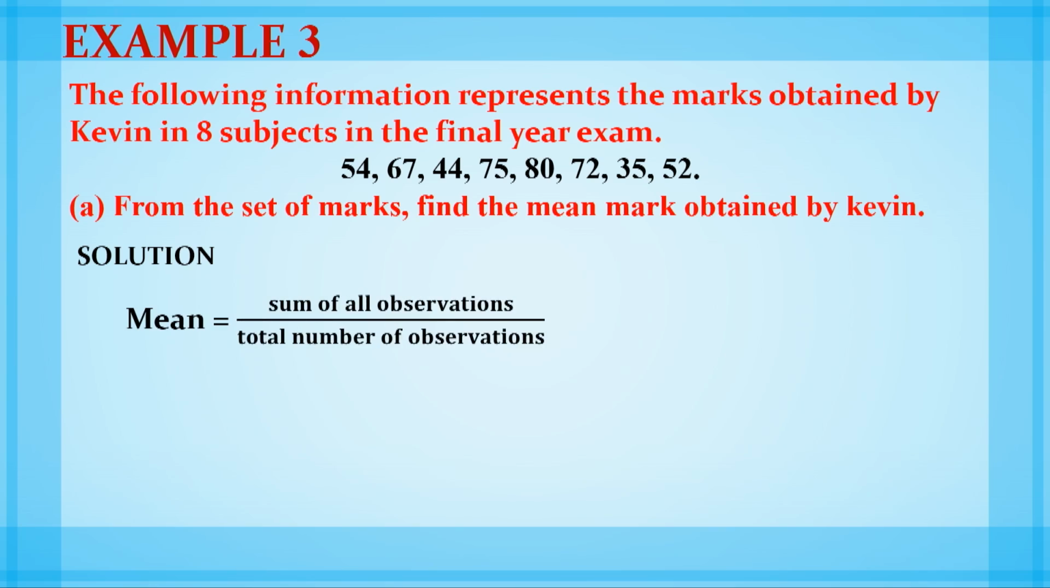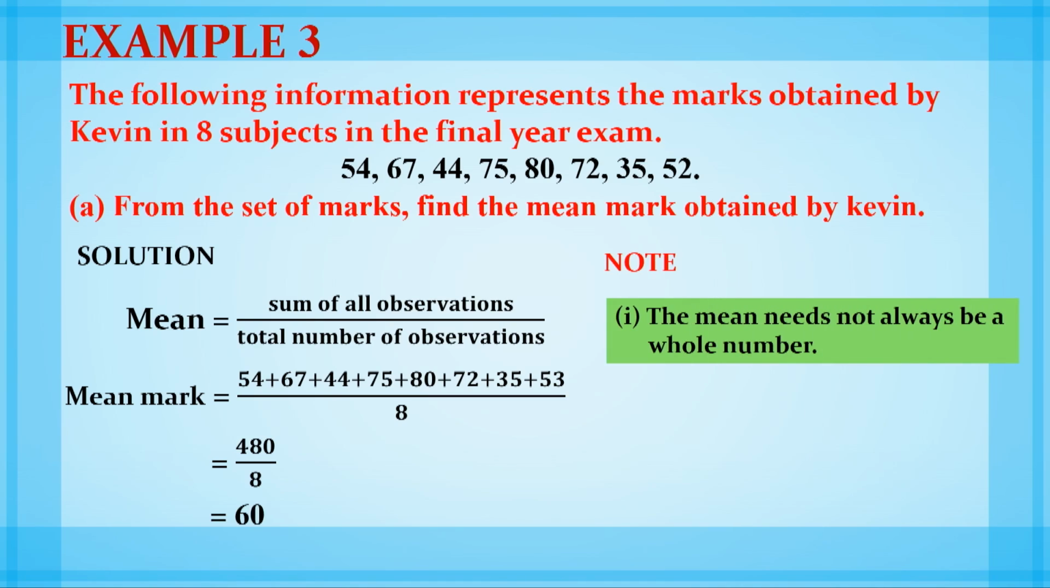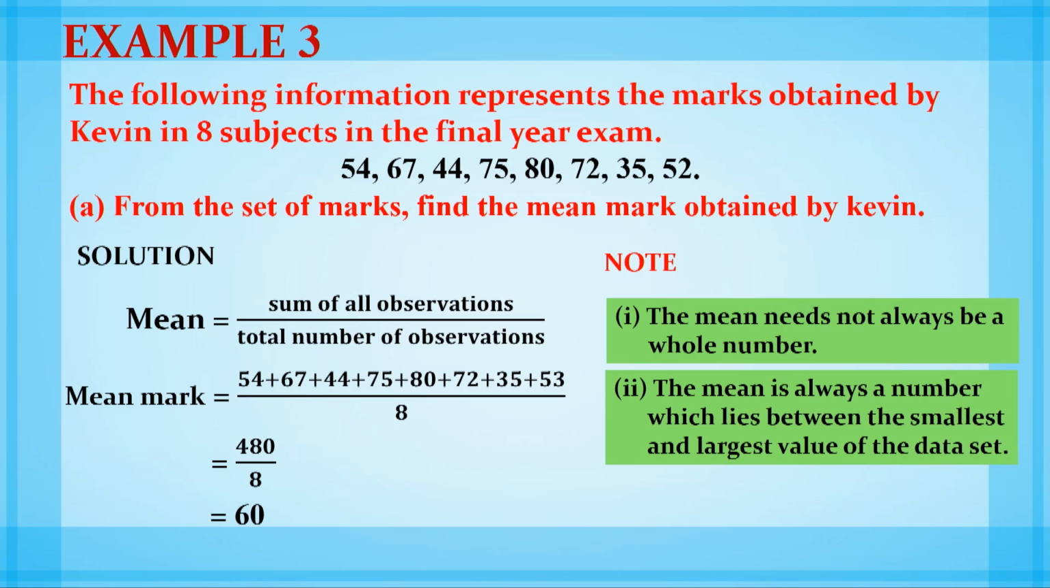Remember, mean is equal to sum of all observations divided by total number of observations. Here, the mean mark is equal to sum of all marks divided by total number of subjects. So we have 480 divided by 8. Hence, the mean mark is equal to 60. Note, the mean need not always be a whole number. The mean is always a number which lies between the smallest and largest value of the data set.